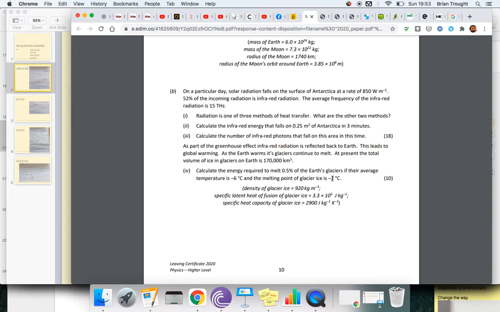Now you'll notice that we're not given the mass at all, but we are given a volume there. We're given 0.5, so if we got 0.5 of that, that would give the volume that we're melting in the question. And because we're given volume, it makes sense that we'd be given density as well. So density as mass over volume will allow you to get the mass there. And then you have mcΔθ plus mL.